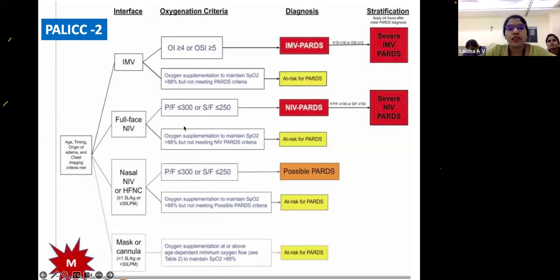Likewise, if a child is getting non-invasive ventilation, after 4 hours, if the PF ratio from 300 drops to less than 100, that child also will fulfill the criteria of severe NIV PARDS. So you remember this criteria of when do we call mild, moderate, or severe NIV PARDS.